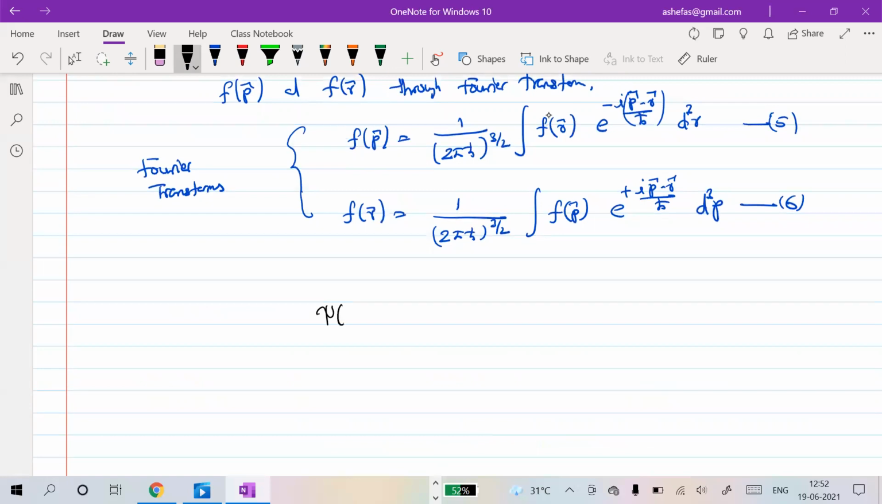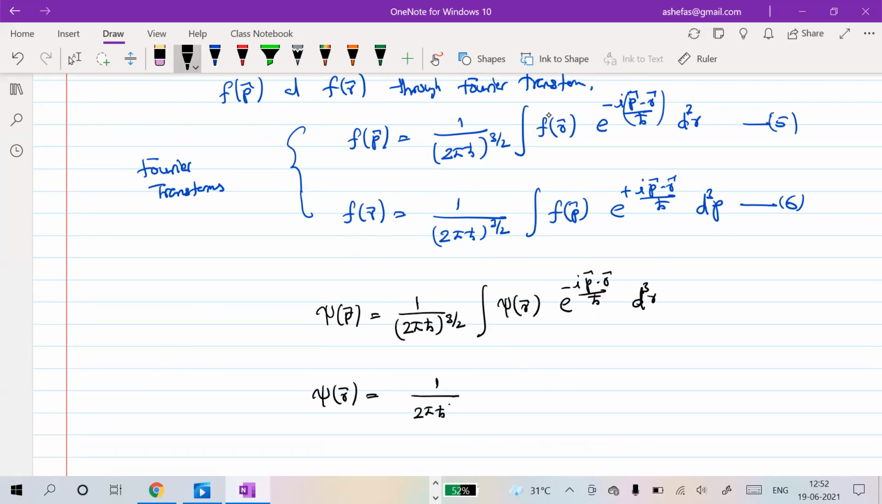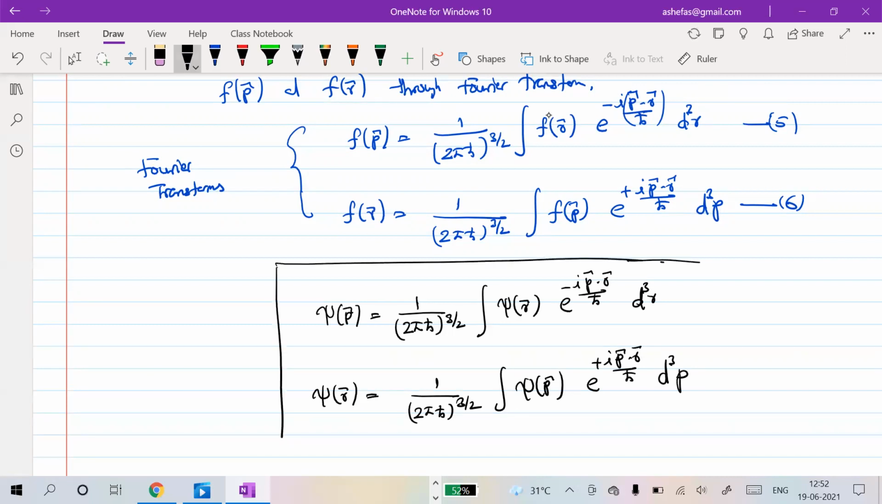So ψ(p) can now be written as 1 by (2πħ)^(3/2) integral ψ(r) e^(−i p·r/ħ) d³r, and ψ(r) would be 1 by (2πħ)^(3/2) integral ψ(p) e^(+i p·r/ħ) d³p. So this is a connection between the wave functions in the position basis and the momentum basis.